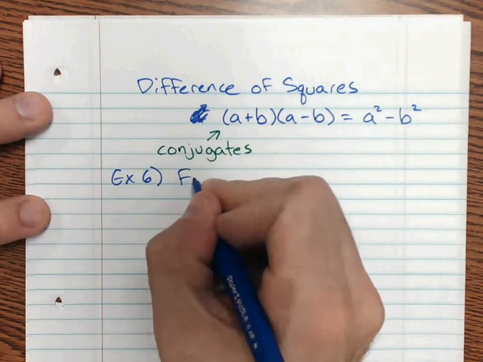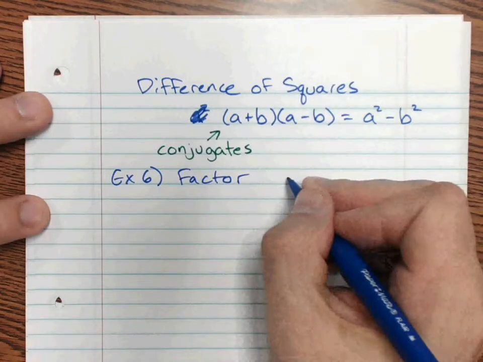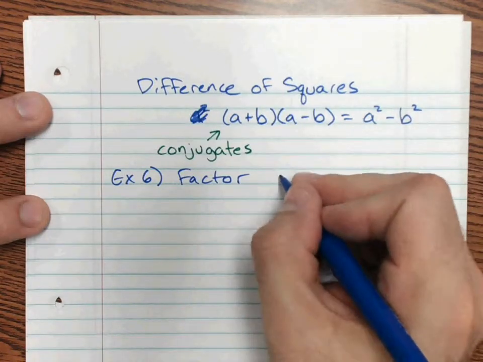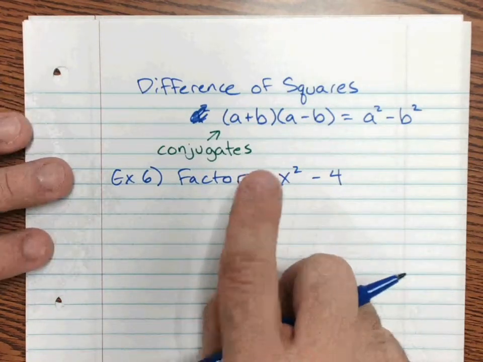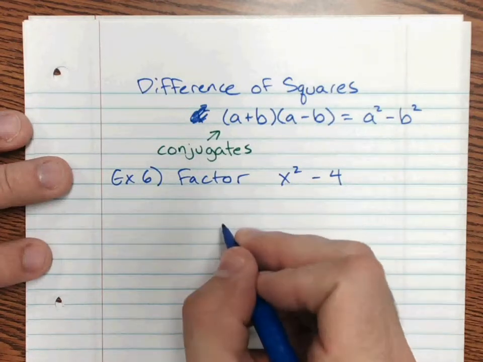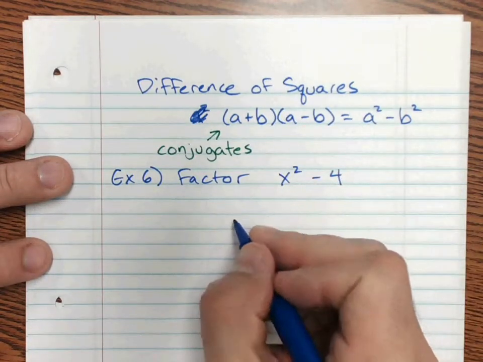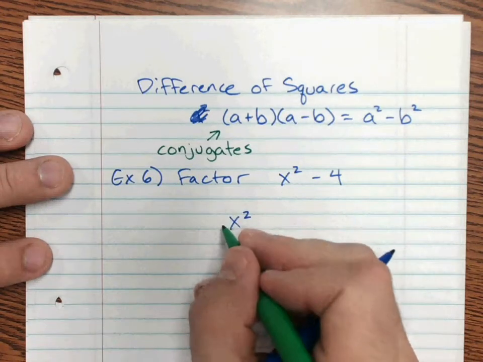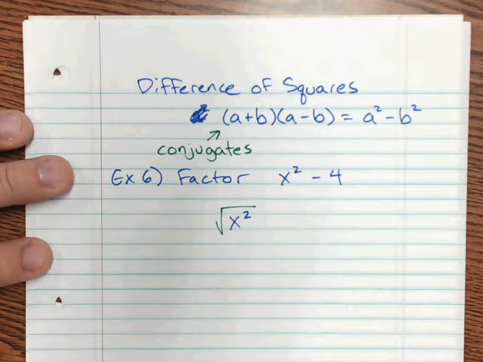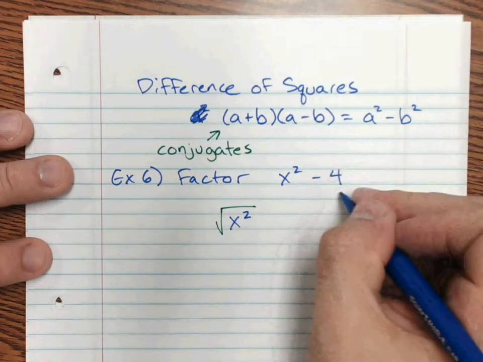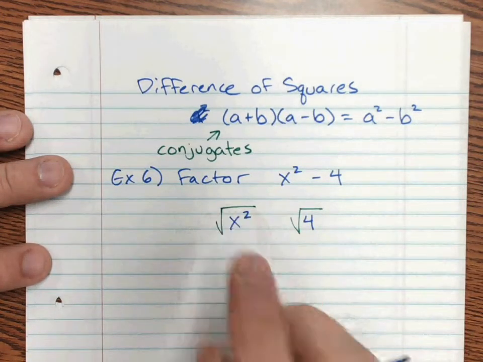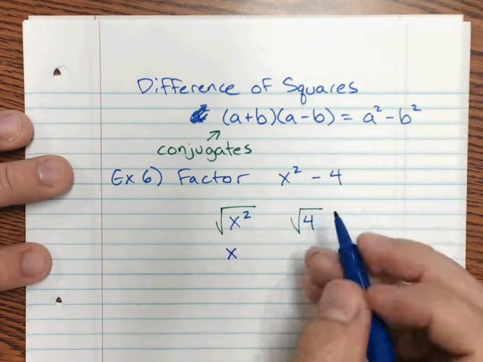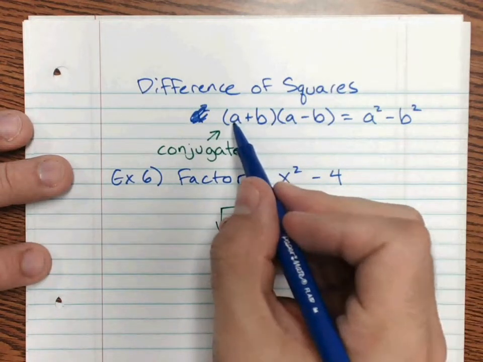So we are going to factor x squared minus 4. Basically what this process does is we take whatever a squared is, so you take this x squared and find the square root of that. And you take the value of b, in this case 4, and find the square root of that. The square root of x squared is just x. The square root of 4 is 2. Now, those are our a and our b.